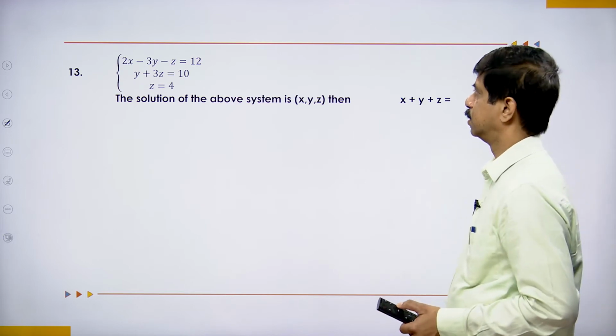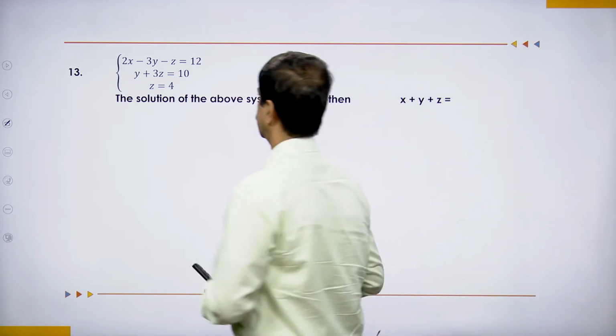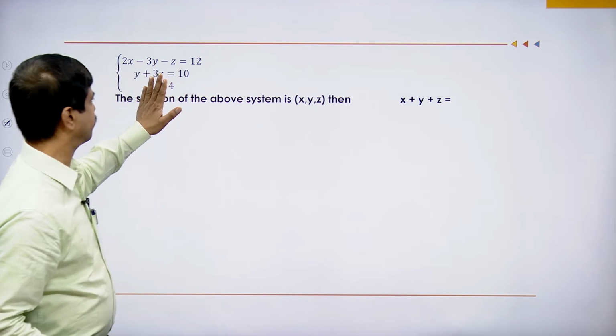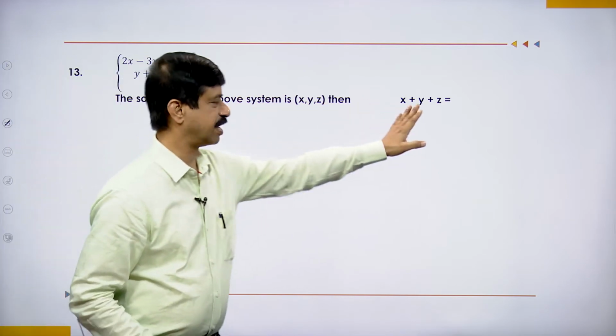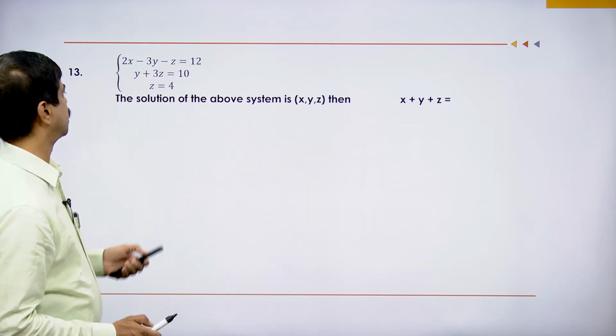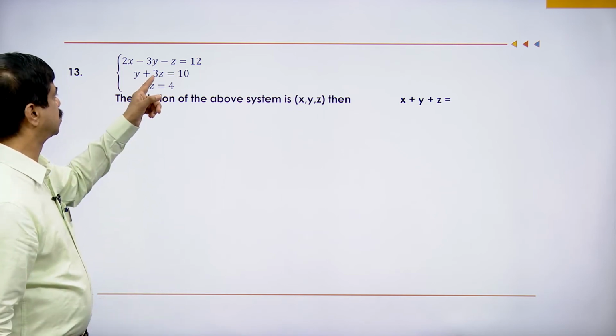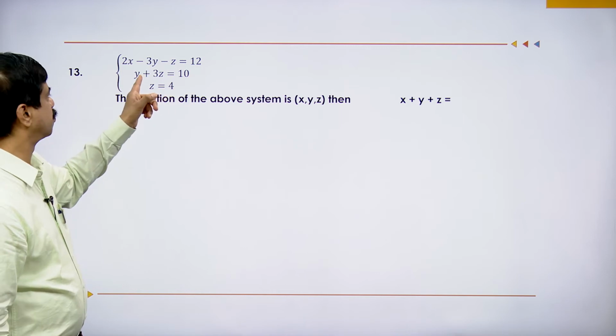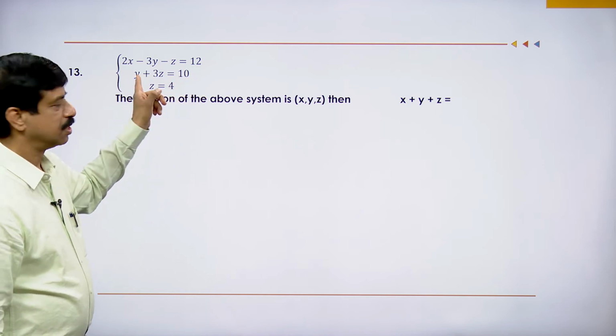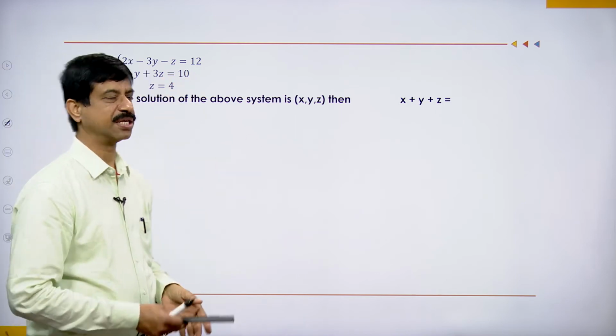Yeah, so look at this. This type of problem we have already done. He is asking you to find x plus y plus z. The simple logic is z is known, find y. So y plus 12 equal to 10, so y equal to 10 minus 12, that is minus 2.